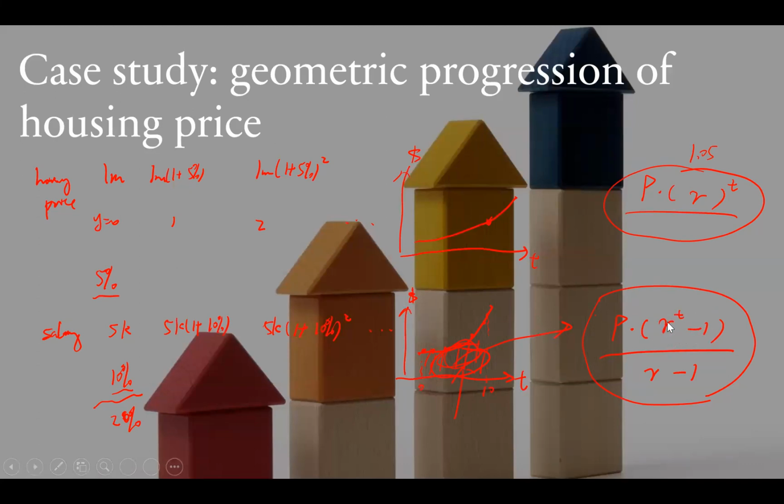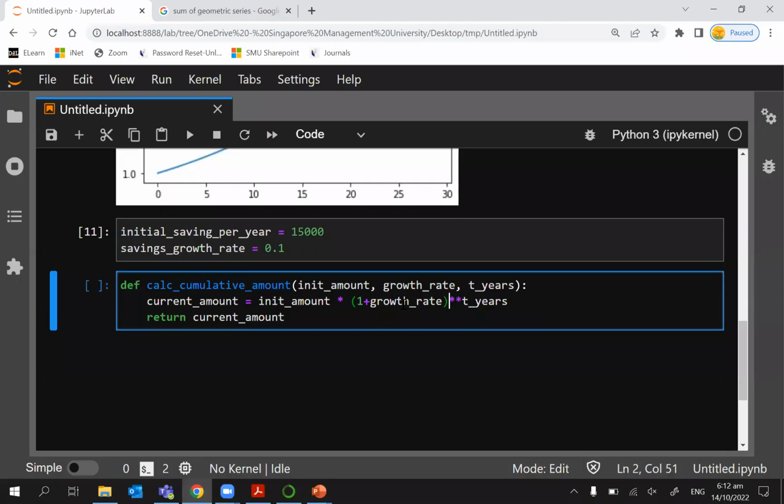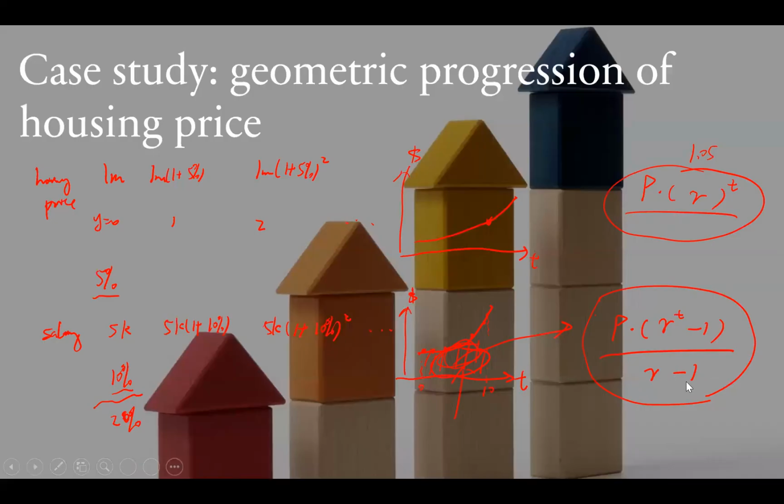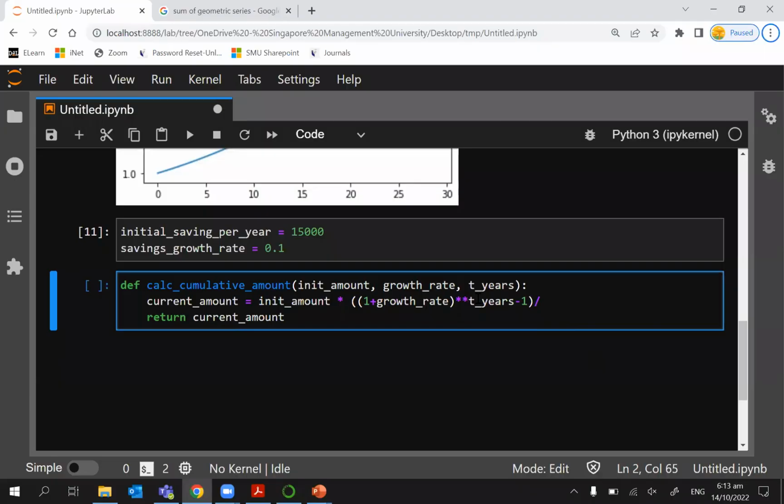So first we need to raise R to the power of t. So raise to the power of t is what we have here, and then we're going to minus 1. So this is where we will do the minus 1. Minus 1, but it's actually separate from the multiplication. So let me add parentheses, right? So separate out, and then divided by R minus 1. So R minus 1 is just my growth rate, right? Because this is R, 1 plus the rate, and then minus 1 is just the growth rate. So this is the growth rate.